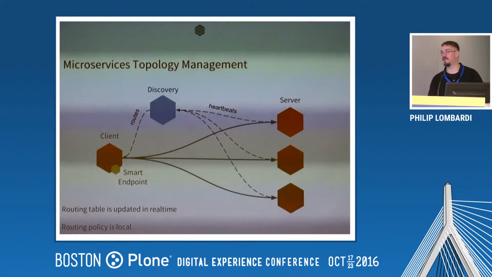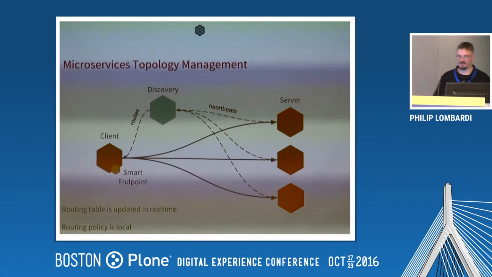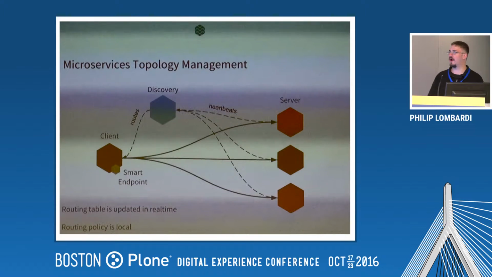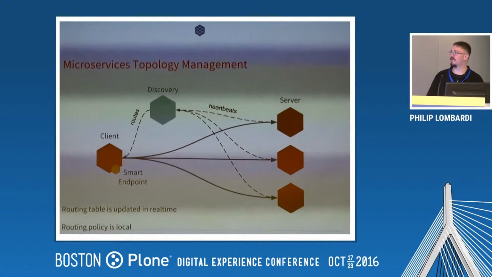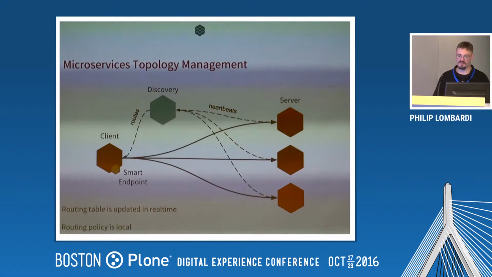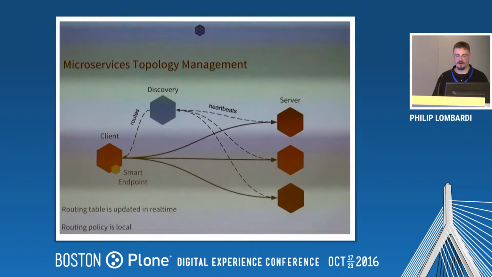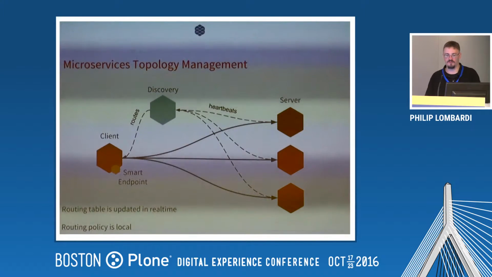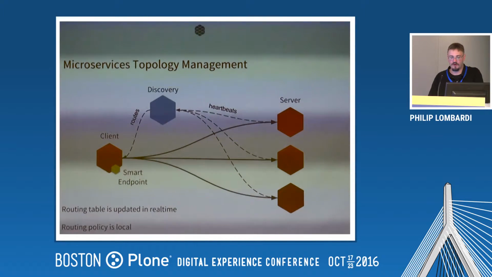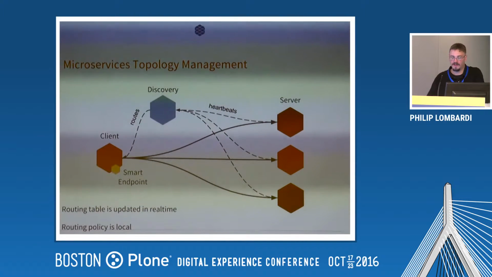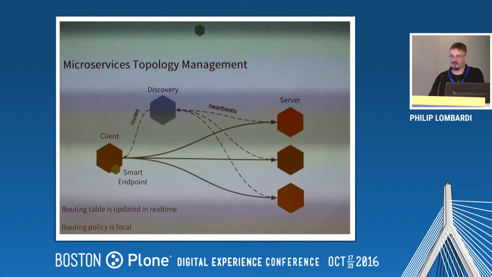Microservices topology management looks a little bit different. We actually get rid of the load balancer and make it so that the individual servers are sending heartbeats to discovery. Heartbeats go to discovery and those routes are propagated to the client in real time. The client no longer talks to a load balancer; it talks directly to individual server addresses. So it knows where these servers are in your network and can just talk to them, and it has a local routing table that it can change.